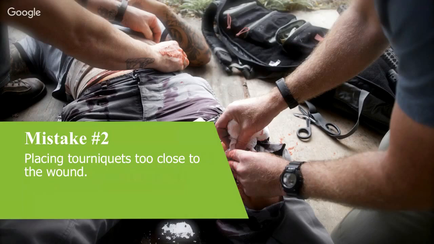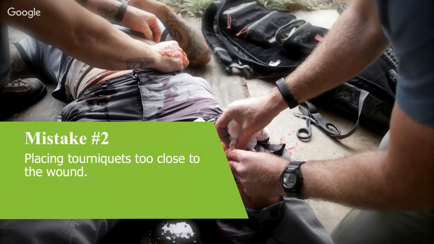Arteries are an elastic piece of tissue, and so it will retract. So a good 5 to 7 centimeters or 2 to 3 inches above the wound, and then put it on, assuming that's not at a joint line, is where you don't want to put it.